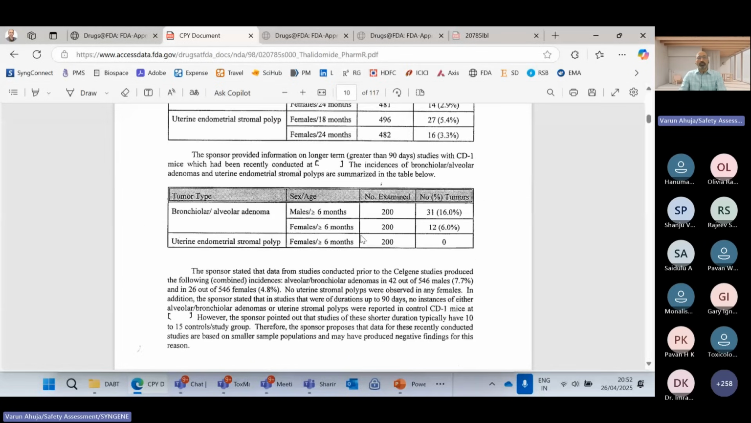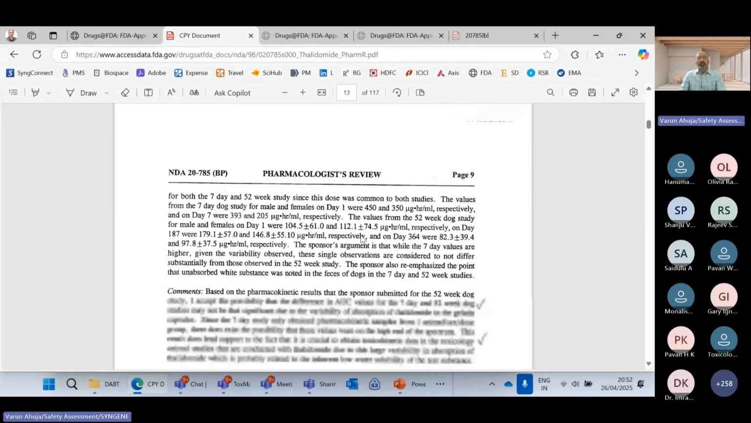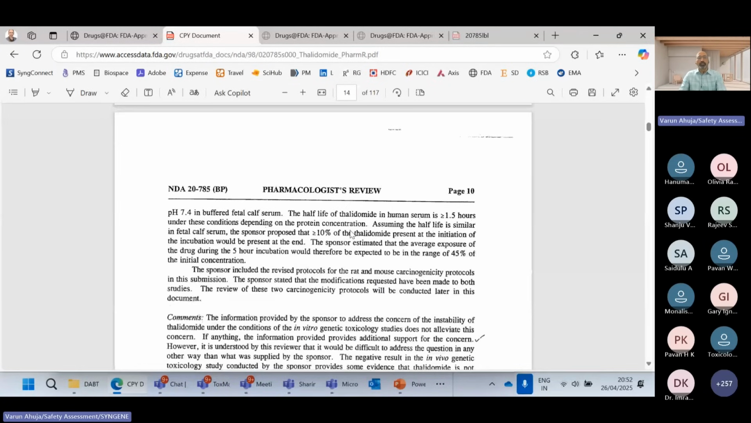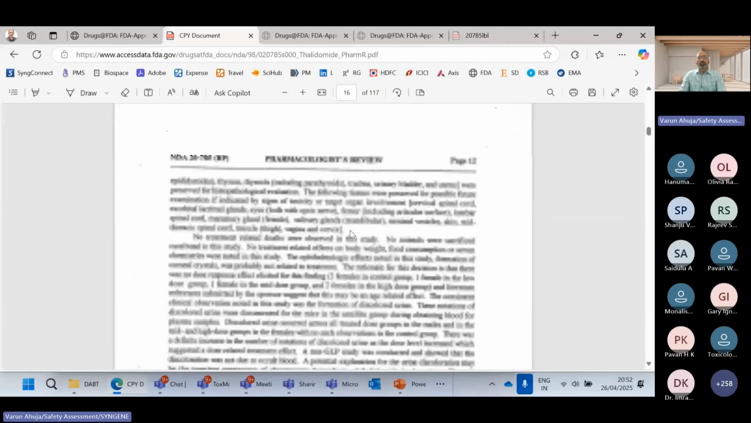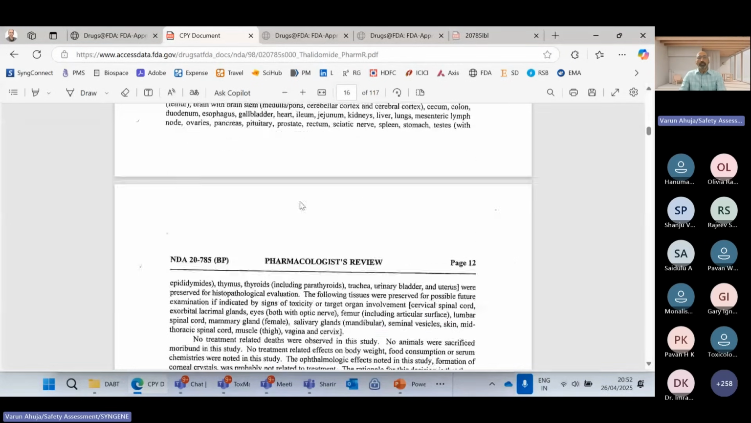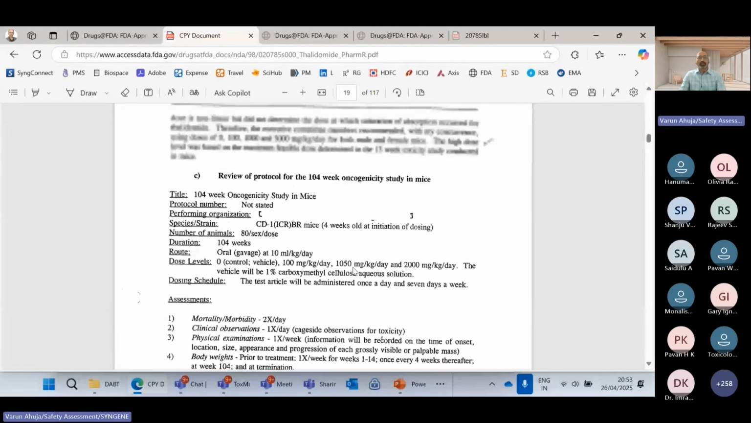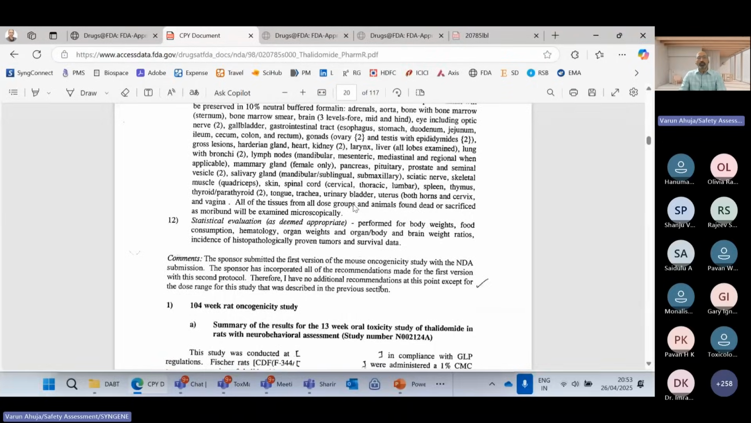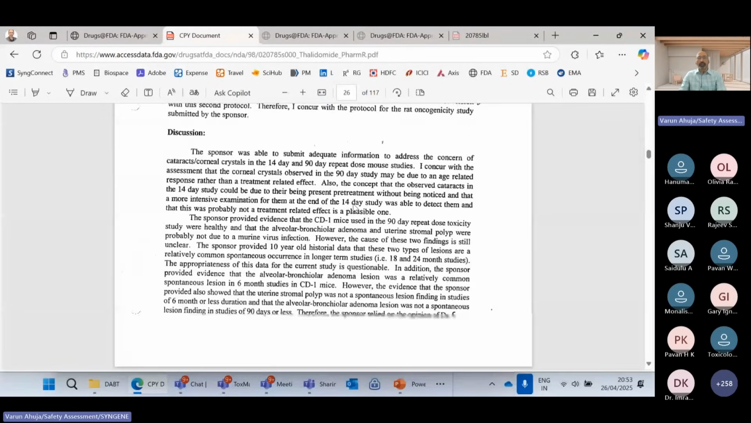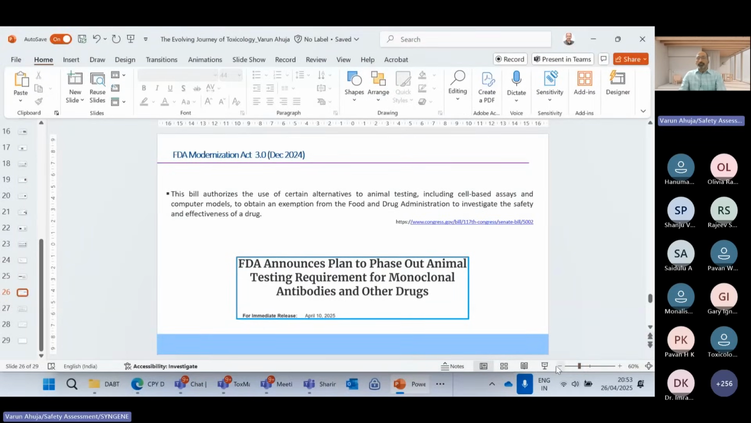If you go there, all the reproductive toxicities are done and reviewed by the FDA, and only then do you see the genotox data. And if you go down, you can see all the tox studies, the 104-week carcinogenicity study, etc. So you can go through this whole document. All the tox studies are done and reviewed by the FDA, and only after this is the drug approved. Moving back to the presentation.